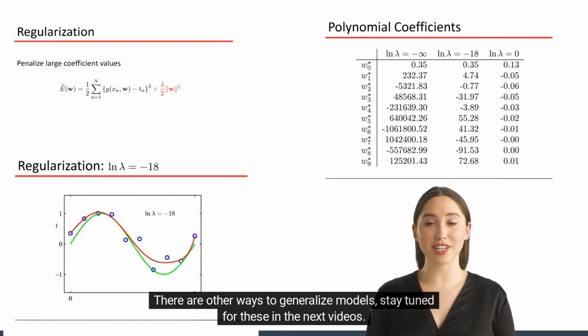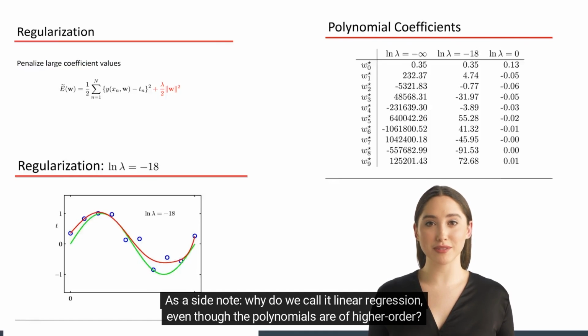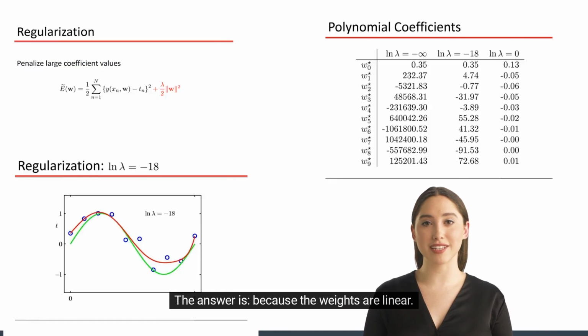There are other ways to generalize models. Stay tuned for these in the next videos. As a side note, why do we call it linear regression, even though the polynomials are of higher order? The answer is because the weights are linear.